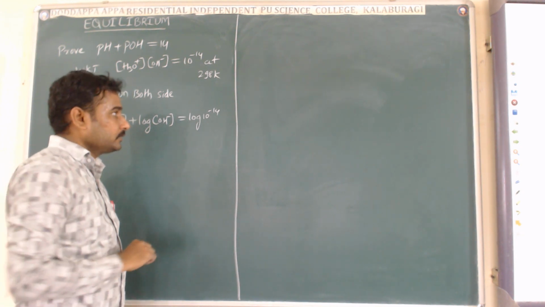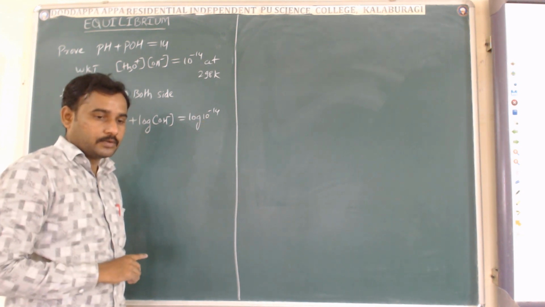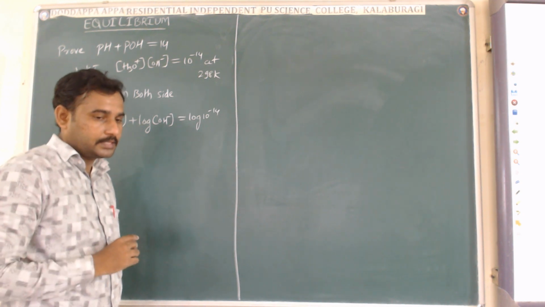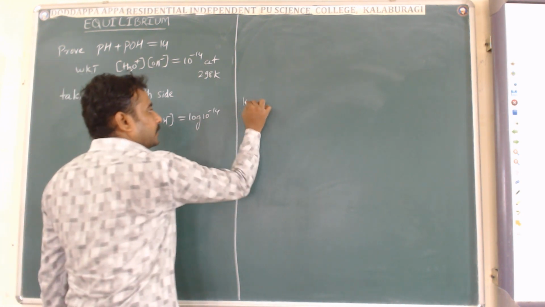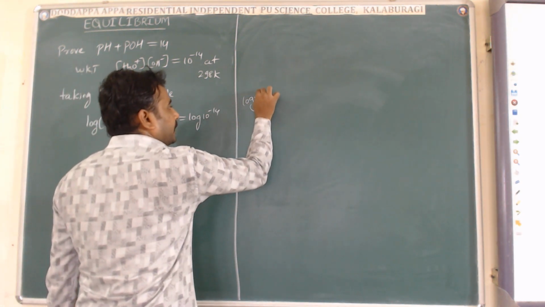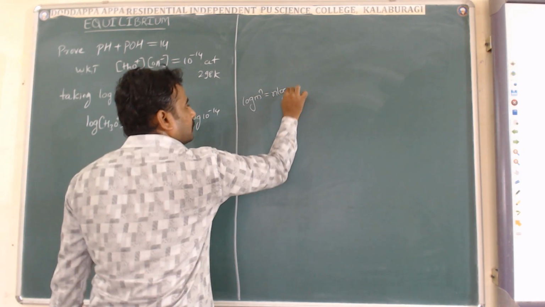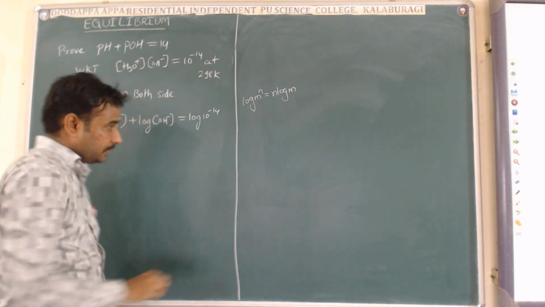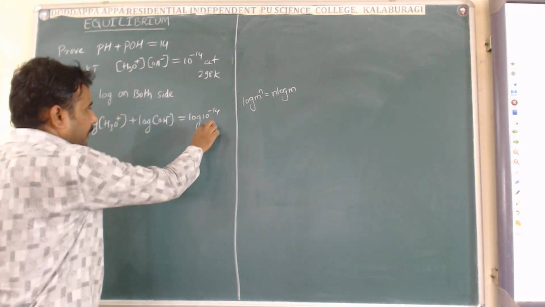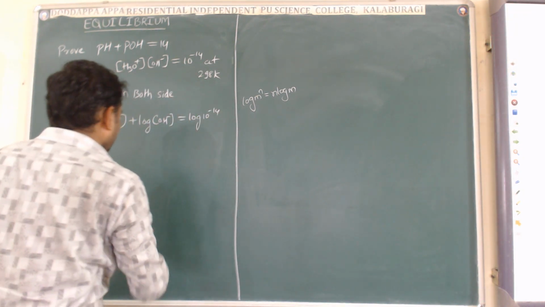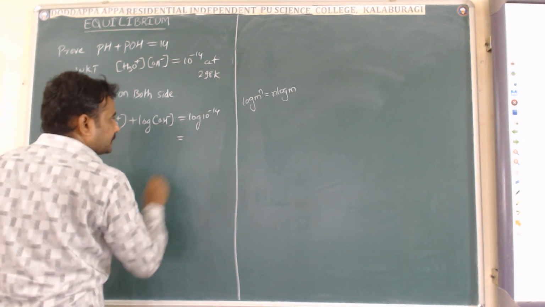So already I have told you that log m raised to n, how do we write it? n log m. Like that you can also write it here. So I will write log m raised to n equals what? n log m. Like that also you can write here. So it is looking like log m raised to n. Suppose if I write like that here, so what happens here?